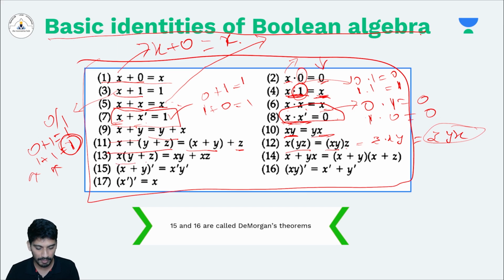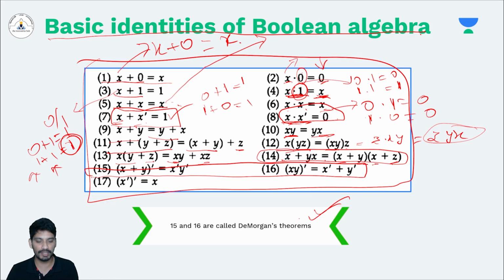Similarly, x into y plus z will result in xy plus xz, and x plus y into z will result in x plus y and x plus z. This is a very important identity. We will come to this in the next slide. And these two particular identities, 15 and 16, are called De Morgan's theorem. We will see what De Morgan's theorem is.